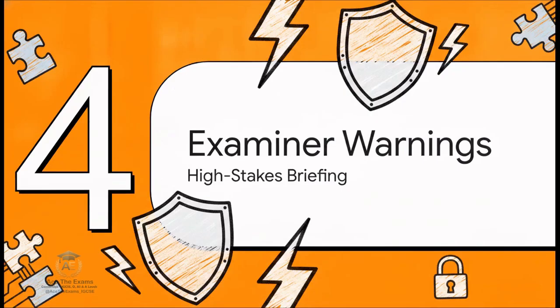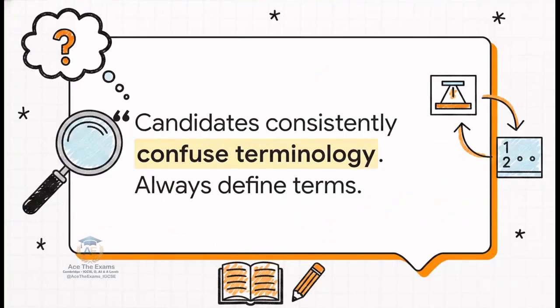Section 4. Examiner Warnings. Listen up. This is a high-stakes briefing. We are looking directly at what consistently costs students marks on the actual Cambridge IT 9626 exam. Read this carefully. Candidates consistently confuse key terminology. Always define terms before using them in extended responses. This is a direct quote pulled straight from the principal examiner reports. Before you start analyzing the differences between calibration types, define what they are.